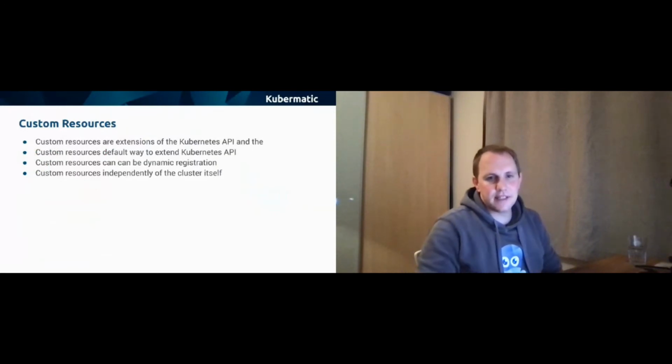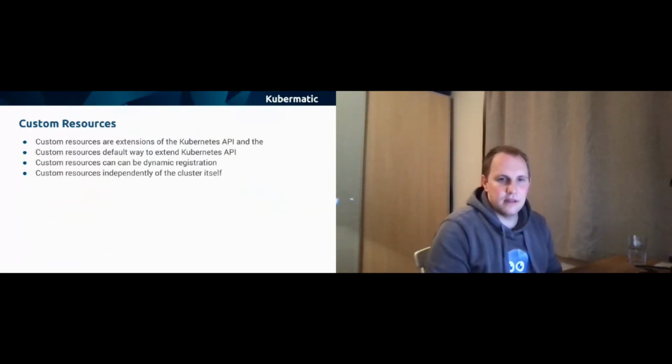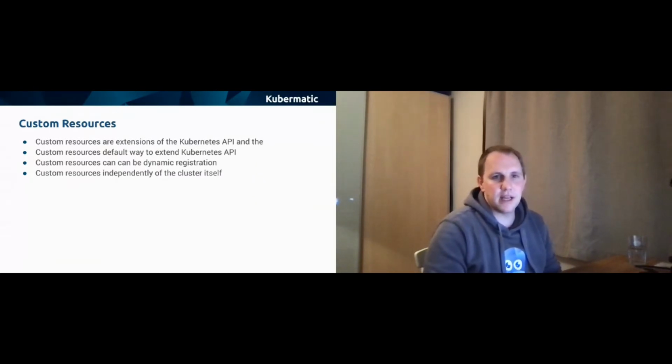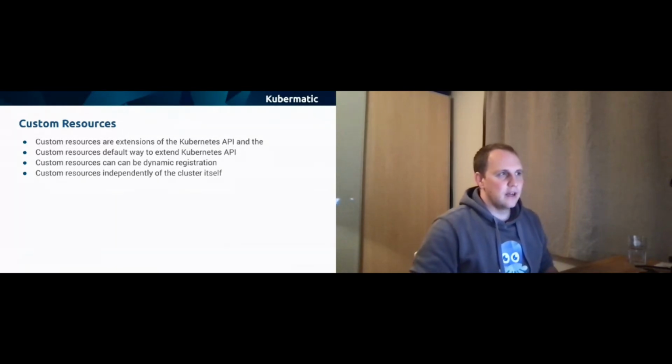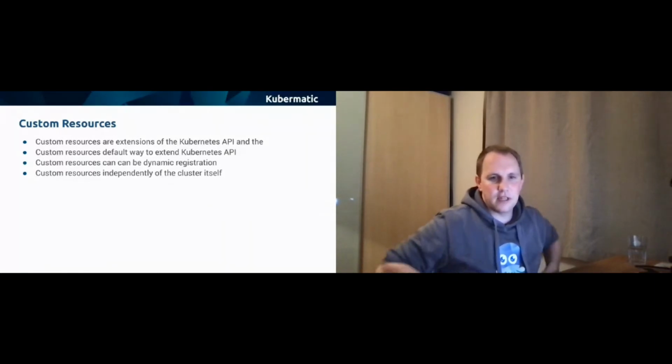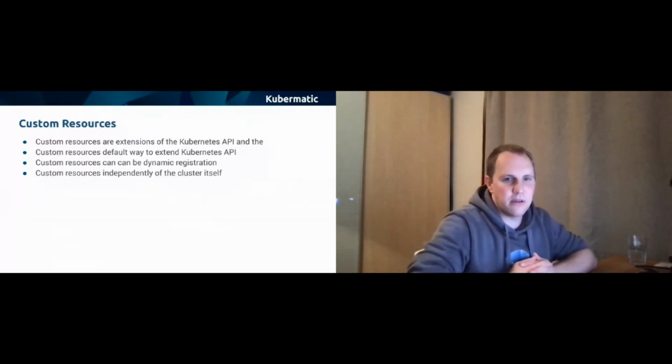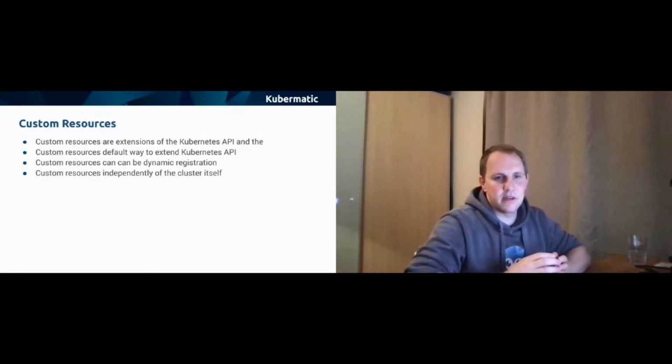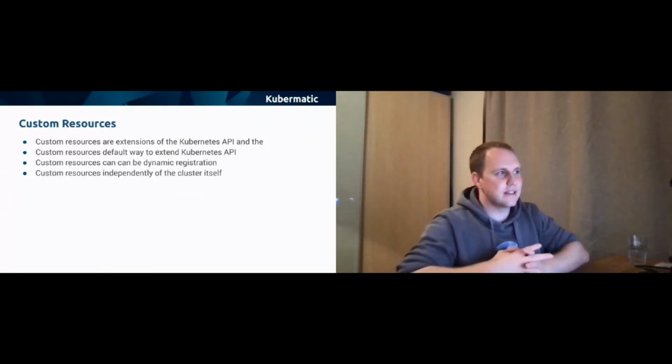And then after some time, third-party resources were deprecated and replaced by custom resources. At the end, custom resources are an extension of the Kubernetes API. With custom resources, you have a default way to extend the Kubernetes API. It makes it really easy to create your own objects, even if Kubernetes does not support them, and build additional tooling on top of it. Like in our case, we built a meta orchestrator for Kubernetes itself.